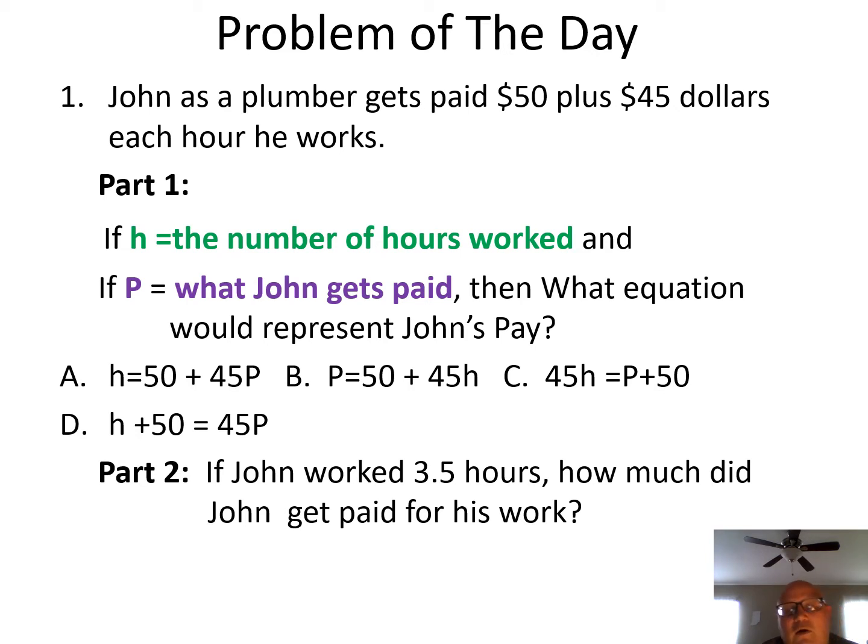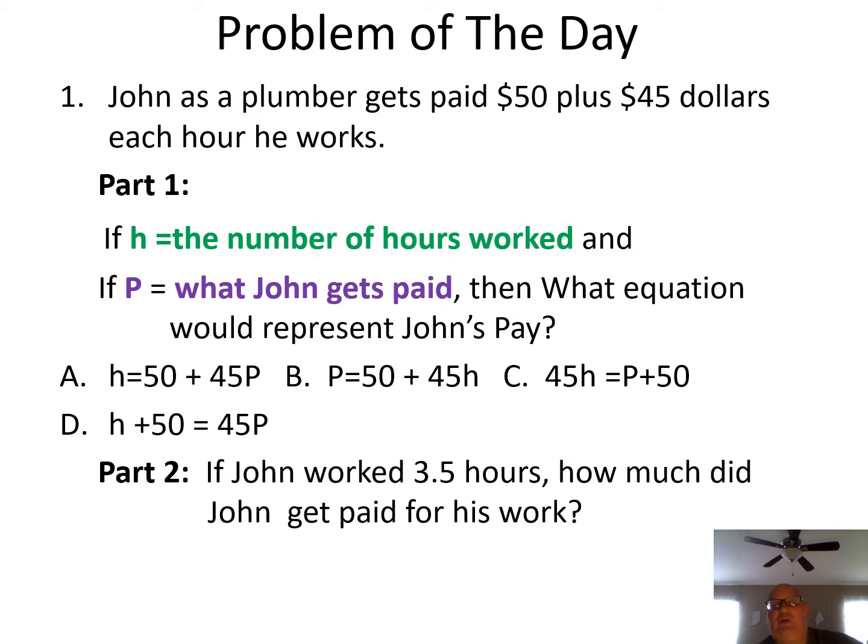So anyway, we got the problem of the day. John, as a plumber, gets paid $50 plus $45 each hour he works. If H is the number of hours he worked and P is what John gets paid, what equation would represent John's pay below? Is it A, B, C, or D? And then once we get that, if he worked 3.5 hours, how much would he get paid?